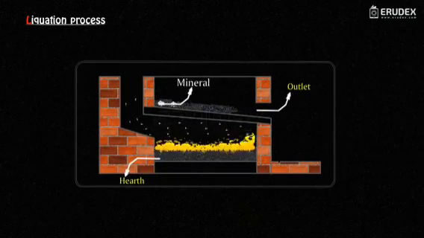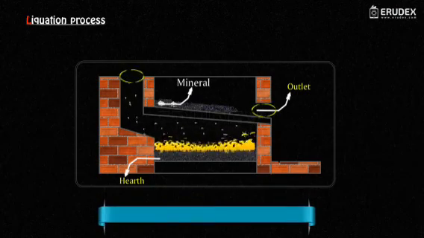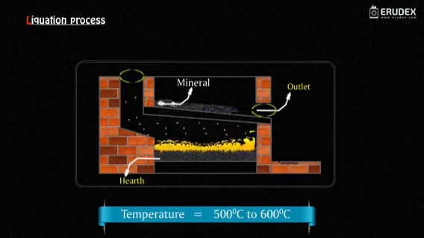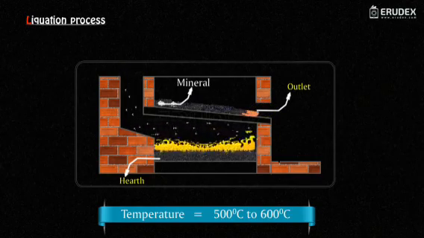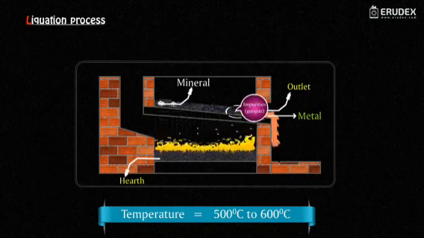The mineral is taken in fine clay pots with perforations and heated to around 500 to 600 degrees Celsius. Only the metal part of the ore melts and flows out, leaving the gangue behind.